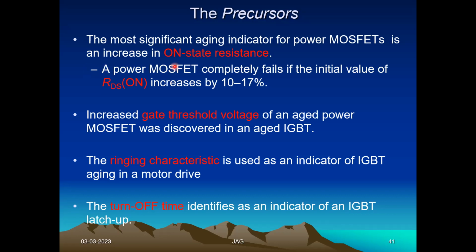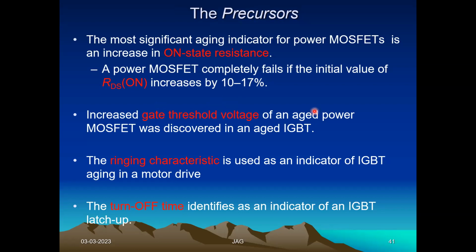So whenever a failure is about to occur, the on-time resistance is showing an increase, a 10 to 17% increase in the on-time resistance. So if that increase is observed, you can predict that I am having a failure, about to fail. Now, another precursor possible is gate threshold voltage.